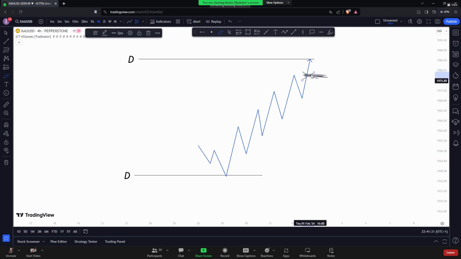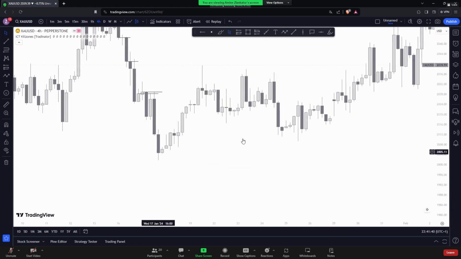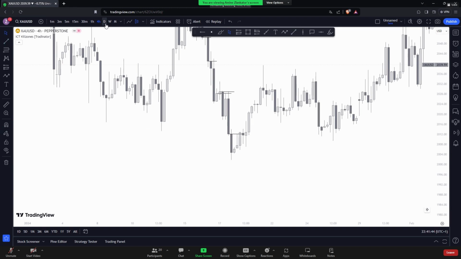No matter what combo it is, no matter if M5 shows you that you want to buy, just ignore it, because it's simply going to get broken, and wait for what price wants to do. In this case, I'm not sure if this one is before the daily, so let's just check.